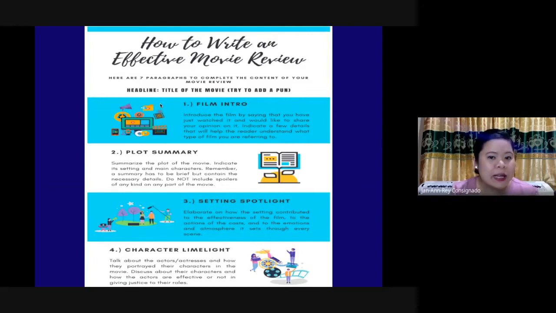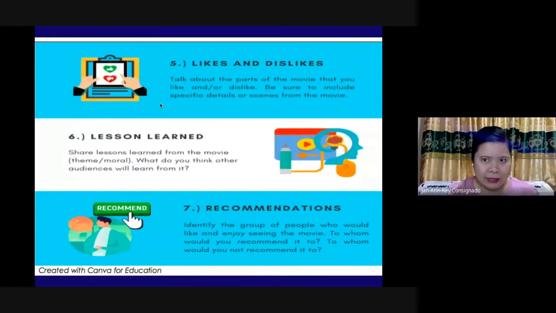Number 4 is character limelight. You have to talk about the actors and actresses and how they portrayed their characters in the movie. You have to discuss their characters and how the actors are effective or not in giving justice to their roles.